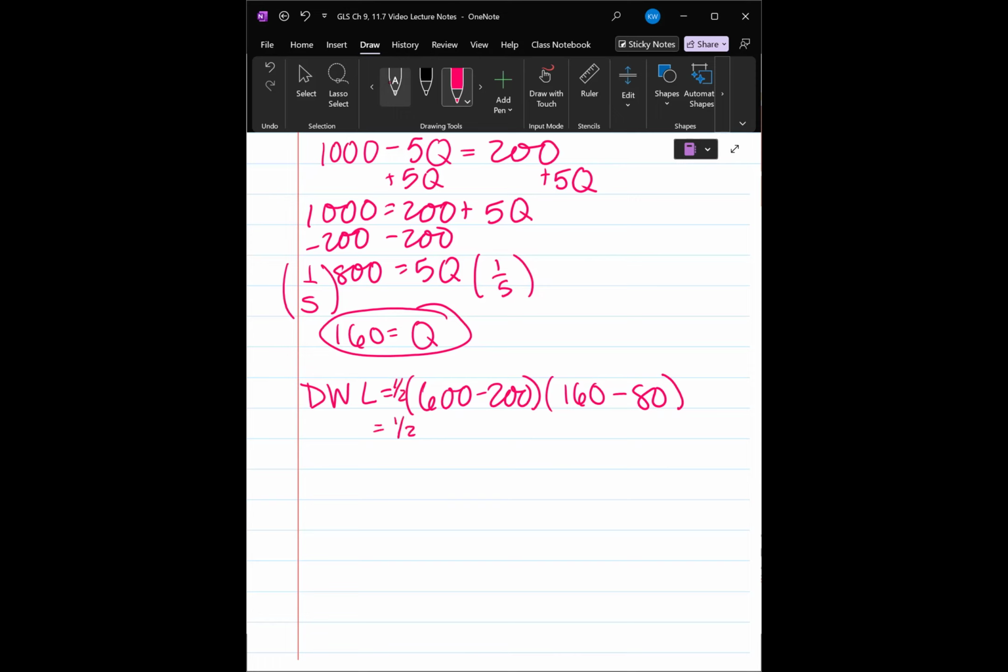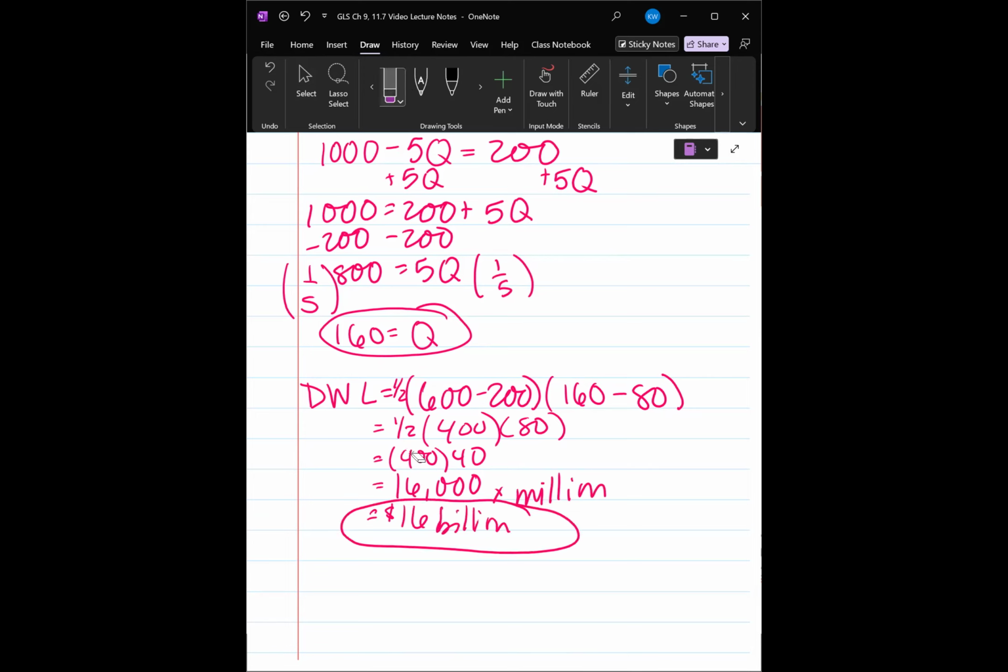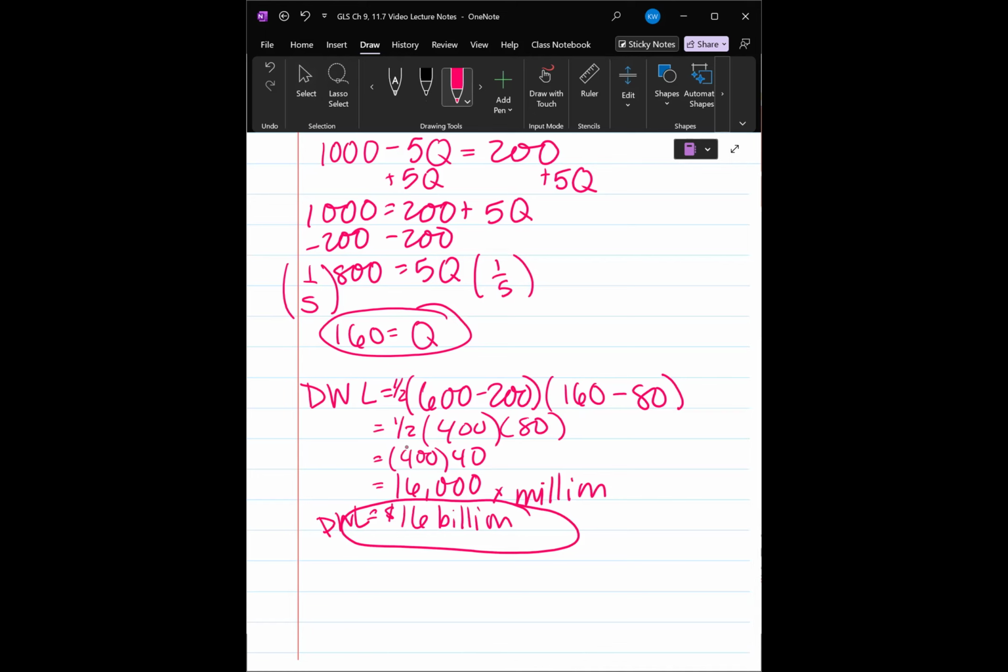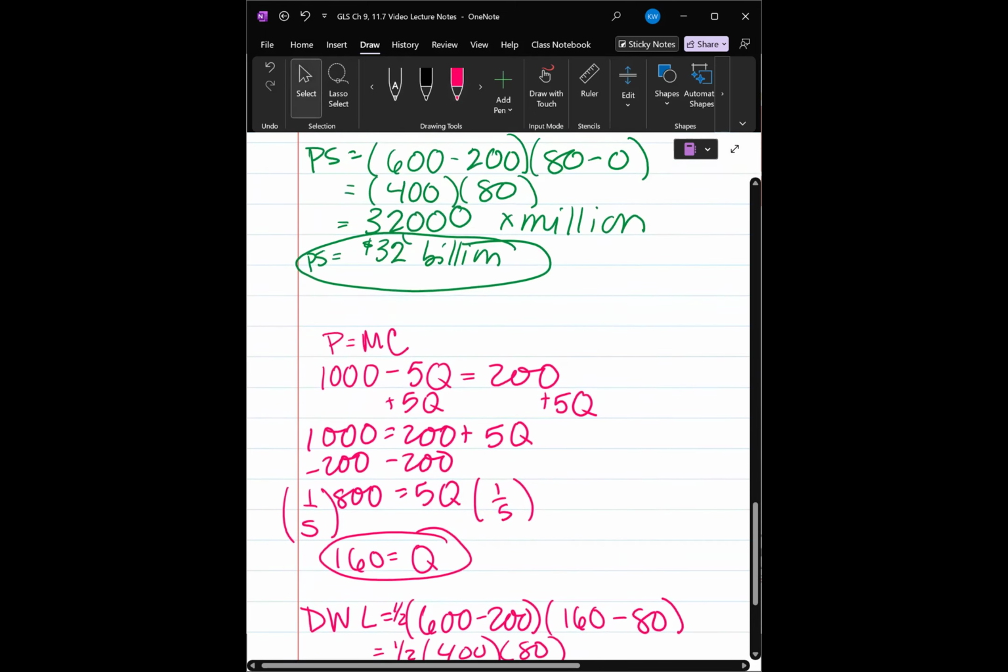So simplifying, we get 1/2 times 400 times 80. 1/2 of 80 is 40, so we have 400 times 40. So that means that our deadweight loss is 16,000, but we need to multiply by 1 million because our quantity is measured in millions. And so deadweight loss is $16 million, just like consumer surplus, excuse me, billion. Okay. All right. So there is our distribution of surplus.